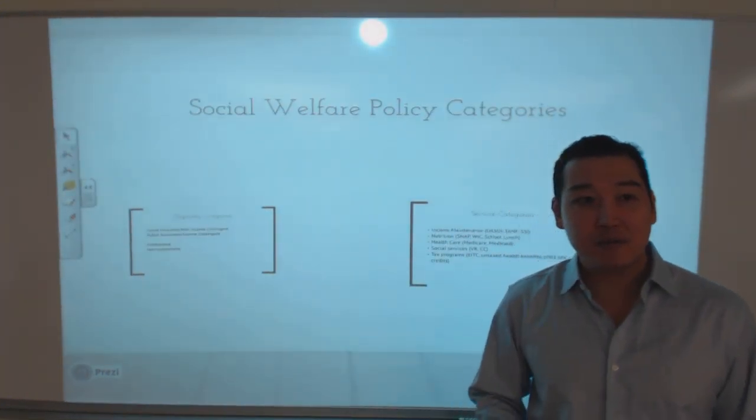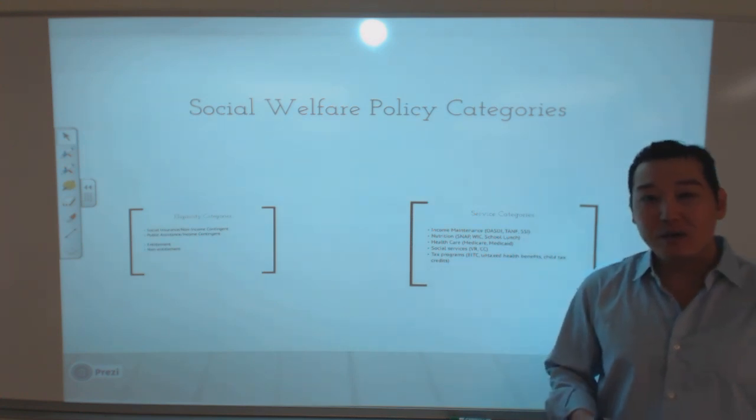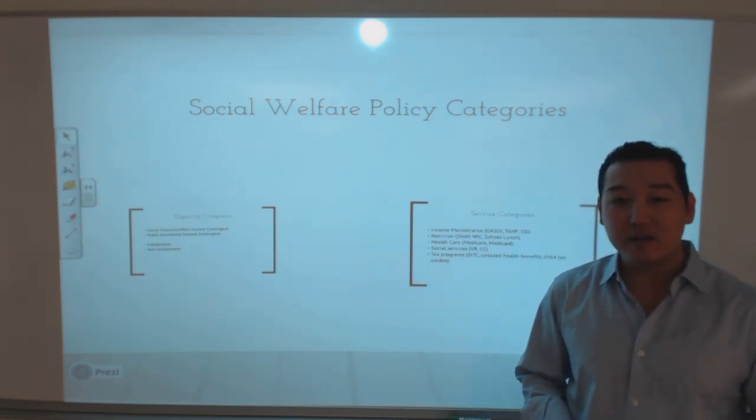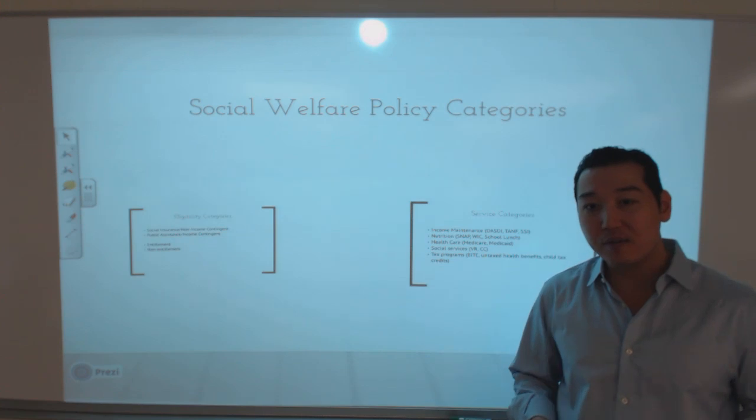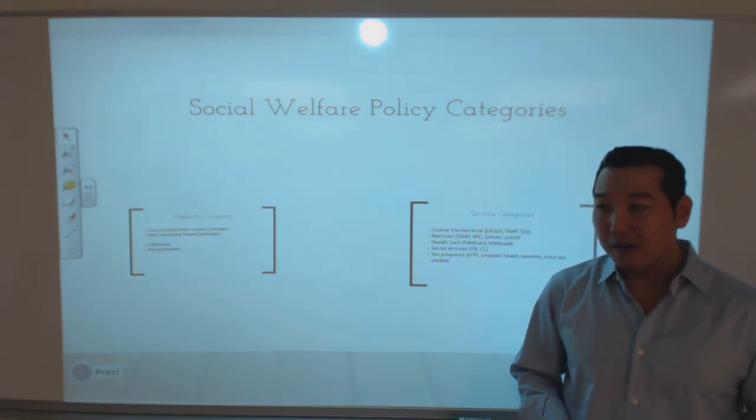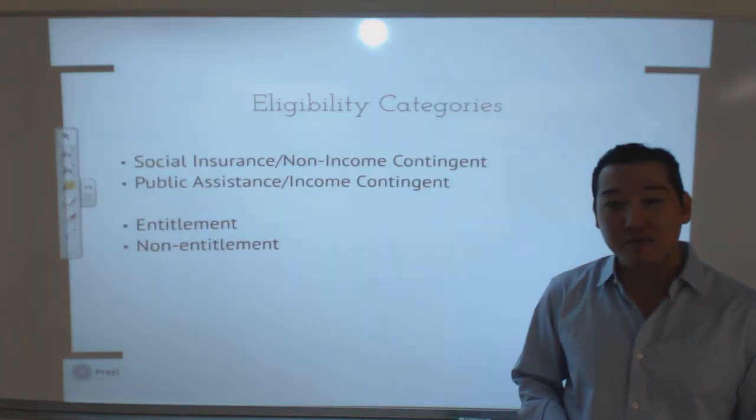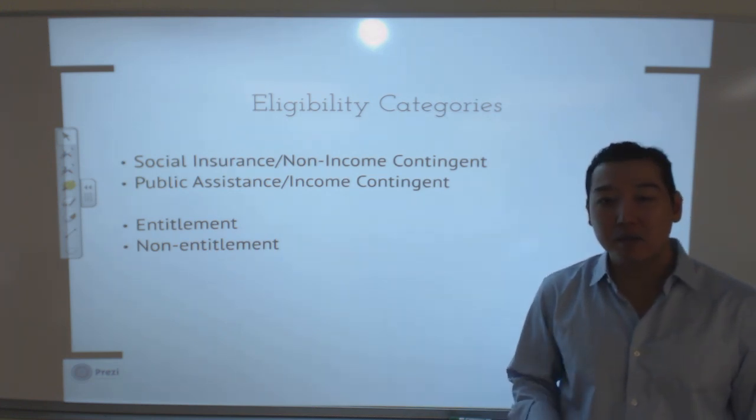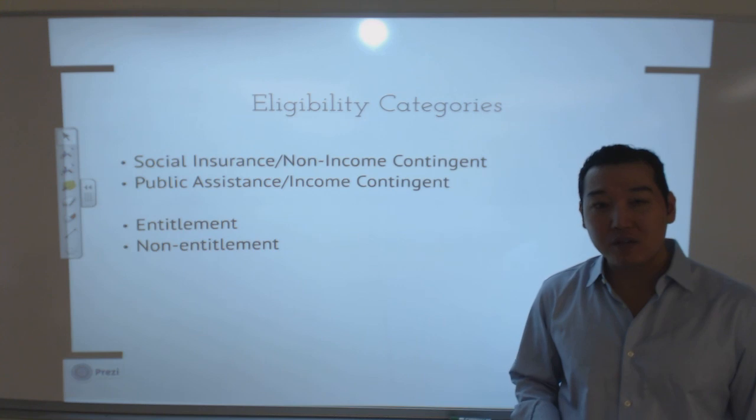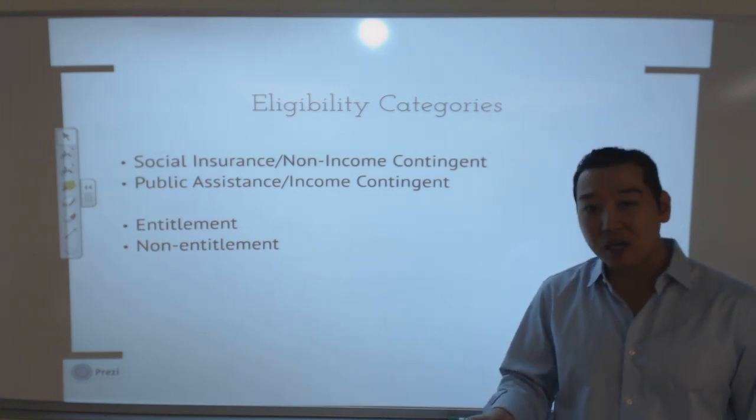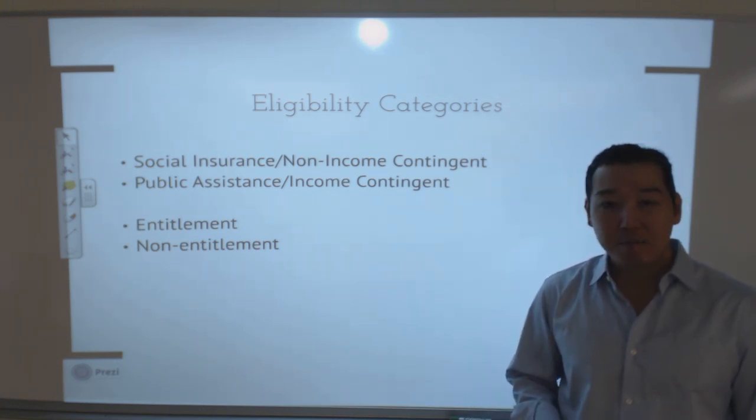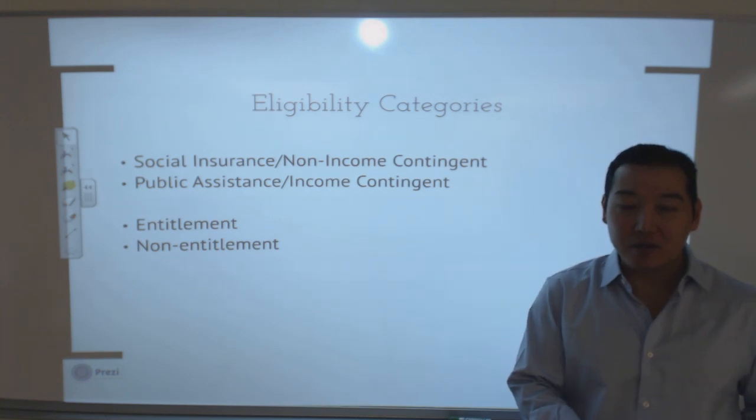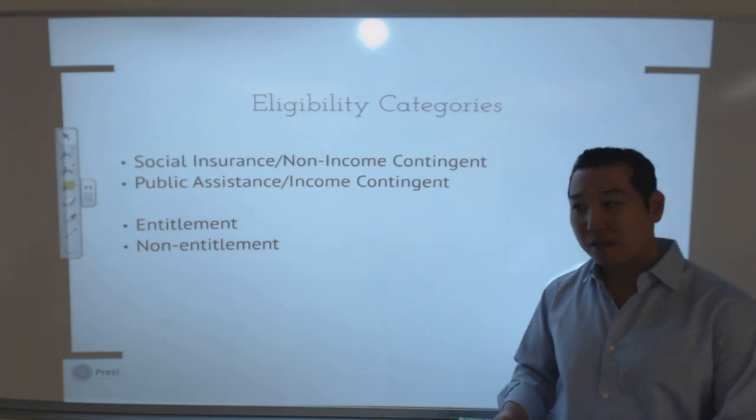Here, we're looking at social welfare policy categories, or different ways to classify all the different social policies that are out there, or organize your thoughts around all the different policies, social policies. And so one way in which we classify all the different social policies is by way of eligibility, how one becomes eligible for the particular policy or program in question. And one classification scheme that we use in this class is in terms of social insurance, whether the program in question is social insurance or public assistance.